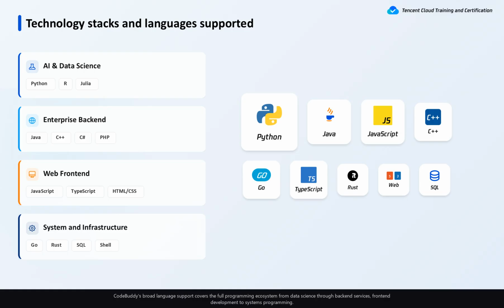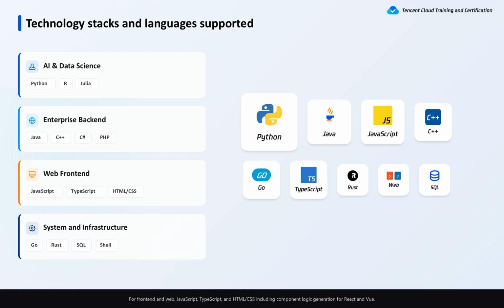CodeBuddy's broad language support covers the full programming ecosystem from data science through backend services, front-end development to systems programming. In data science and AI, deep support for Python, R, and Julia with context-aware completion for major libraries, including NumPy and Pandas. For backend development, Java, C++, C#, and PHP with understanding of major framework APIs and design patterns.